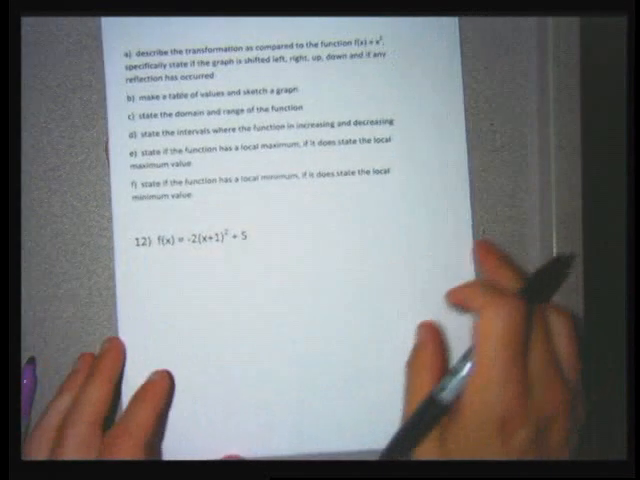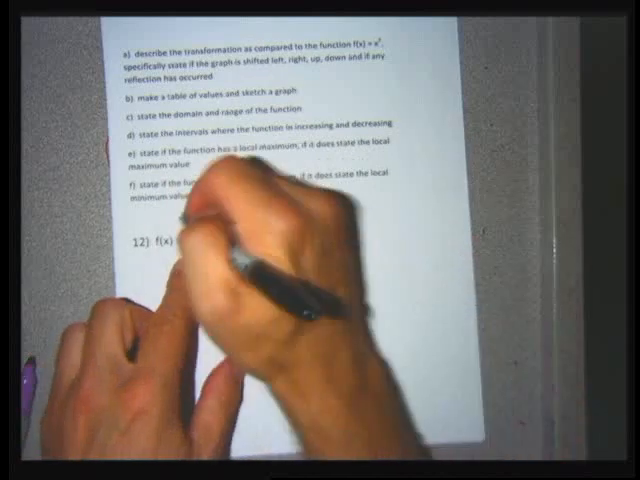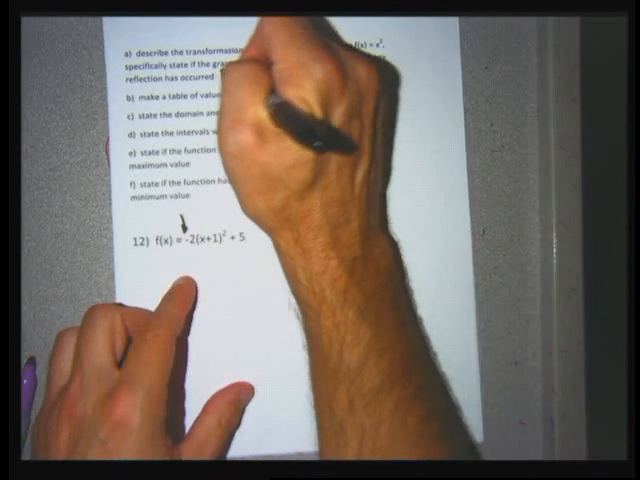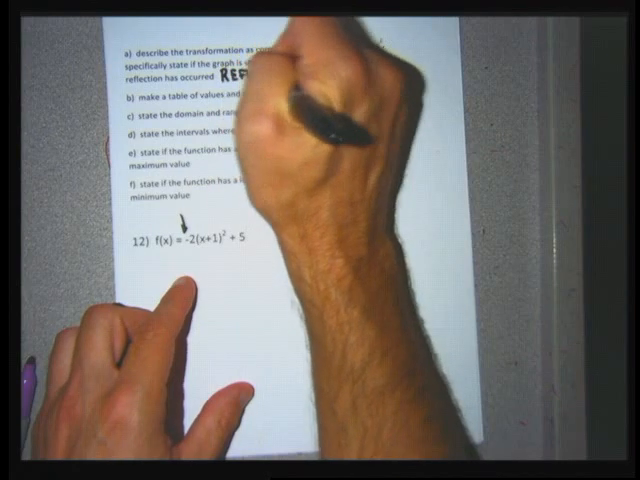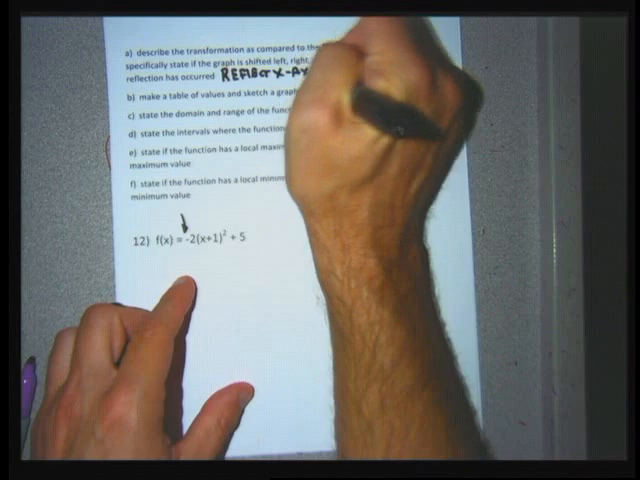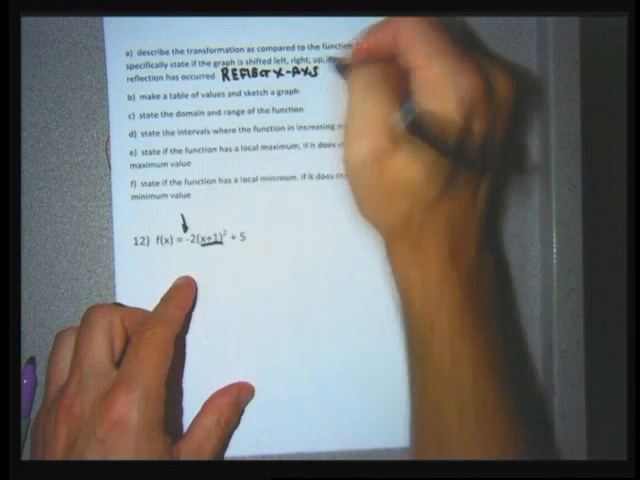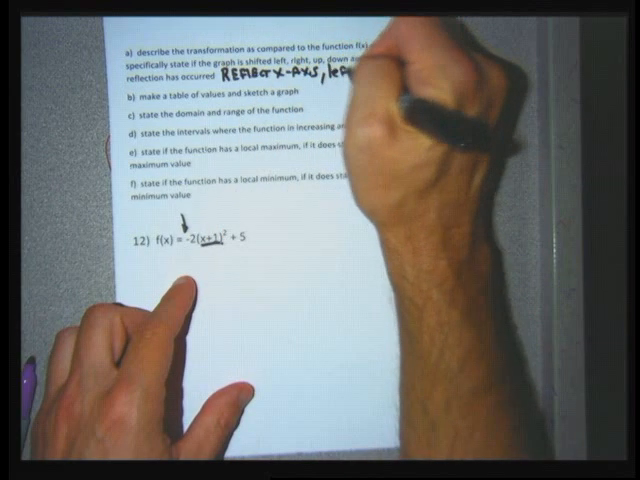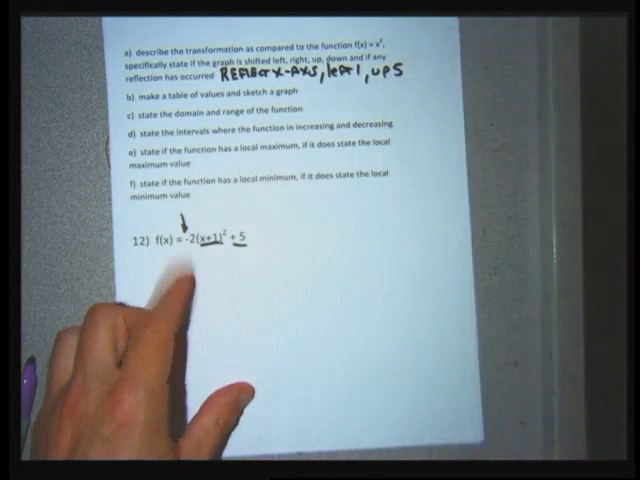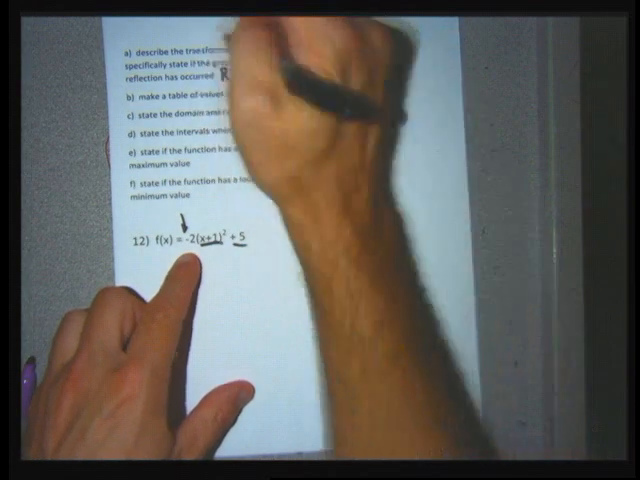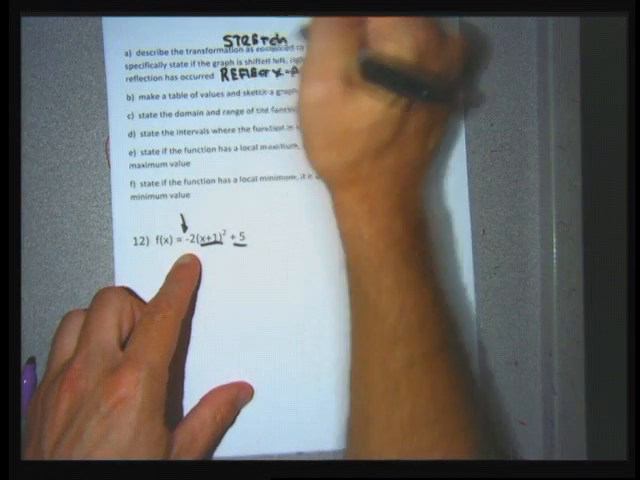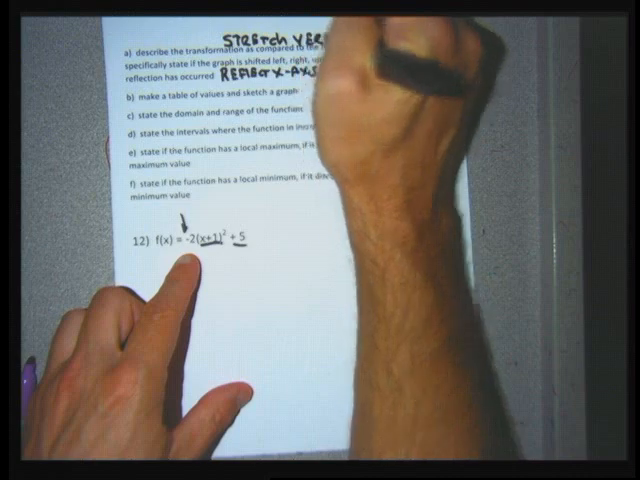Another one that's flipped over. The negative reflects it over the x-axis. So in my description, I'm going to say it's going to reflect over the x-axis. This plus 1 makes it go left 1. That plus 5 makes it go up 5. That's all you're responsible for. That 2 is going to stretch it and make it skinnier. We say it vertically stretches it.